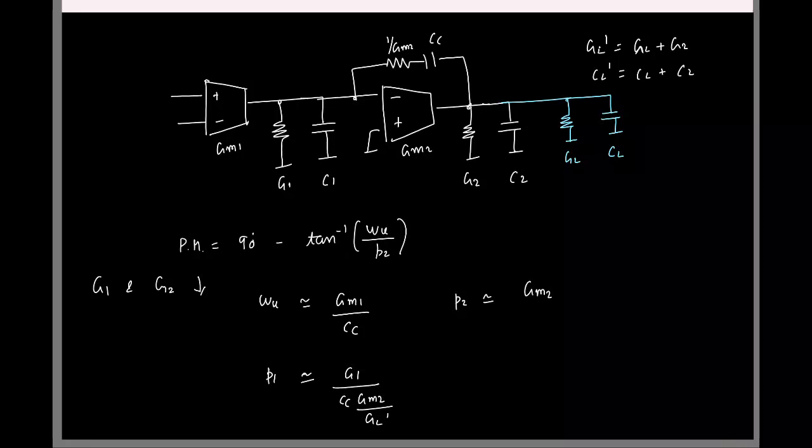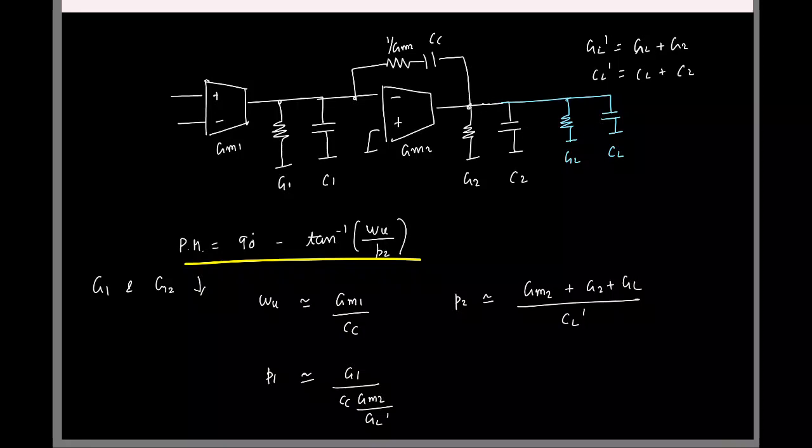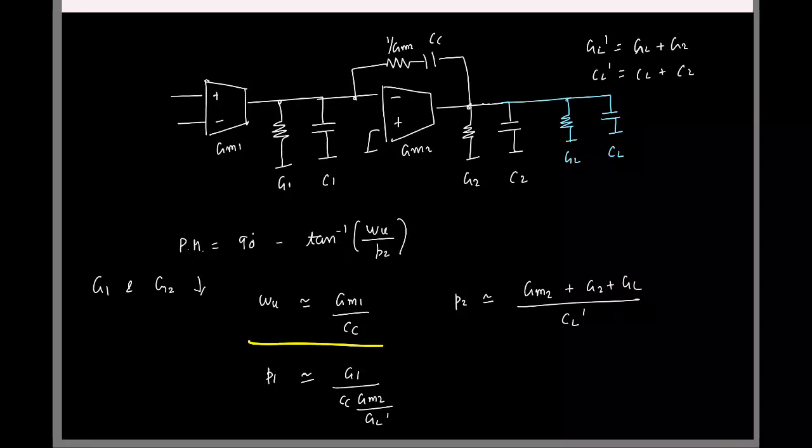GM2. Okay, if you write it exactly, it is GM2 into CC by something. That factor is almost 1. Plus I'll have GL by CL prime. So the phase margin depends on what, from this expression? It depends on omega u and P2. That's all. So if I reduce G1 and G2, what will happen to omega u? No change. What will happen to P2?